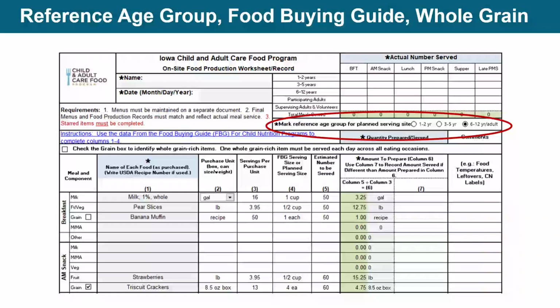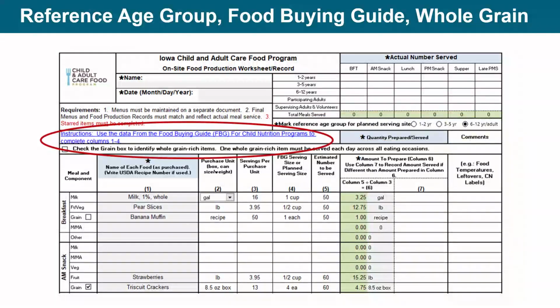Next, mark the reference age group for the planned serving size. The choices are 1 to 2 years, 3 to 5 years, and 6 to 12 years or adult. This information is useful when combining age groups. Instructions for combining age groups are in Chapter 2A. Clicking here will open up the website for the Food Buying Guide. This will help you complete columns 2 through 4.